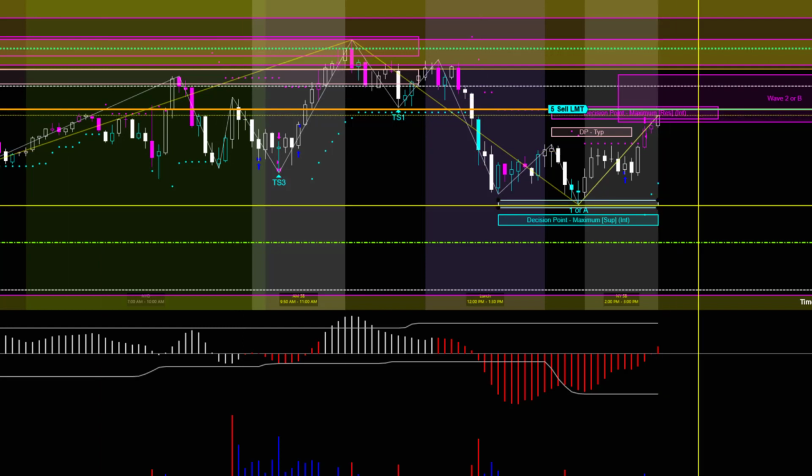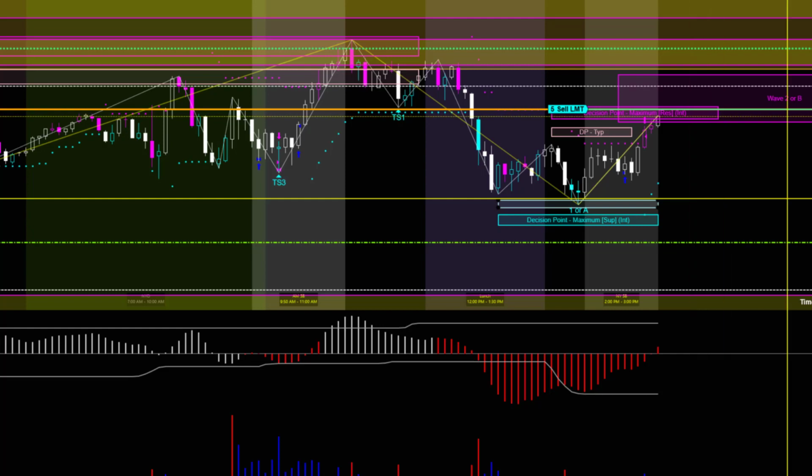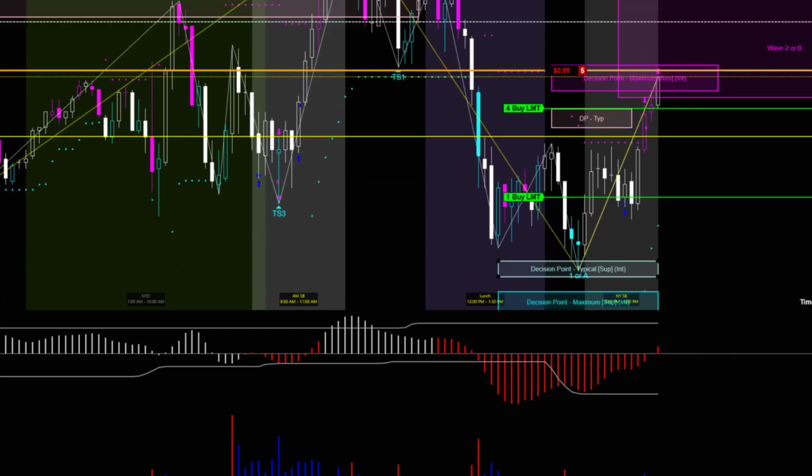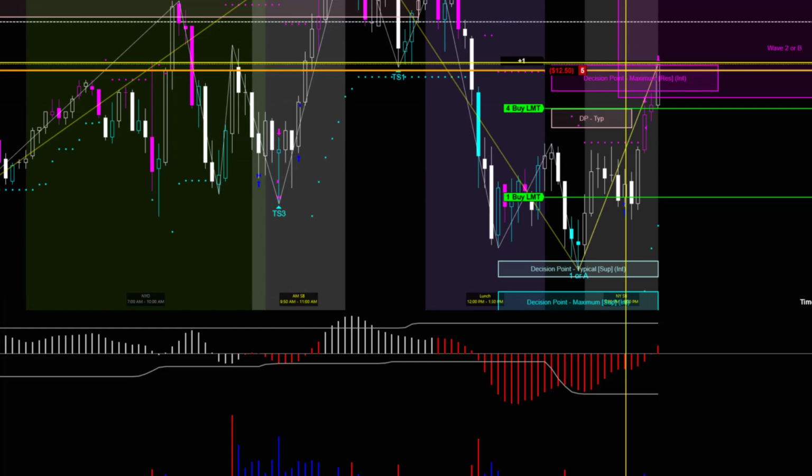All right, so we're trading into a pullback, and I've also got some MPT zones that have come up in this area. I just got filled. Let's see if we can squeak out of here with a little profit.